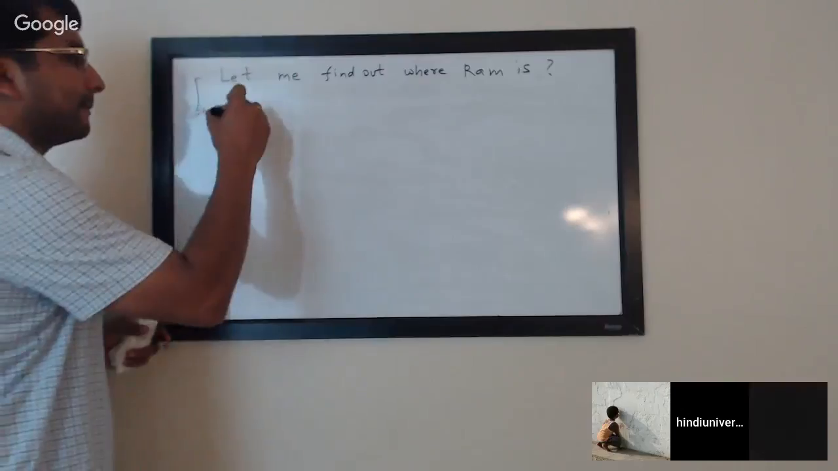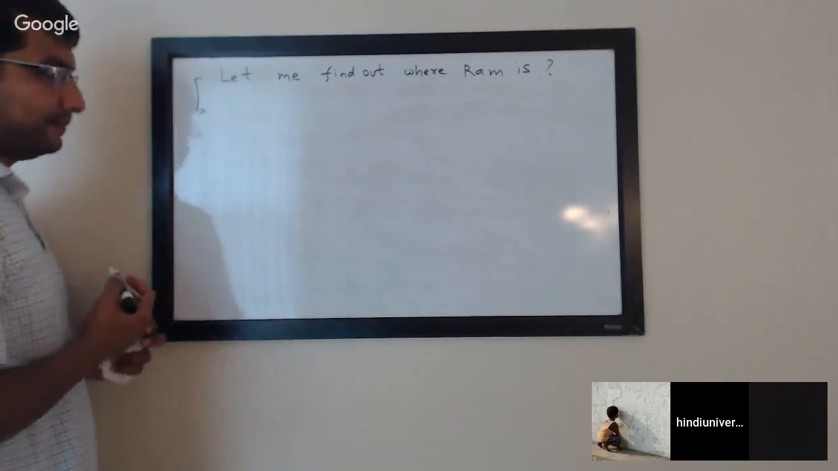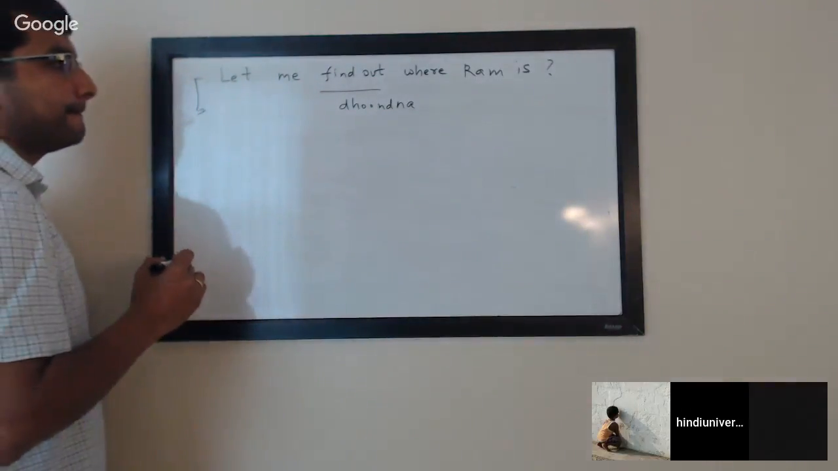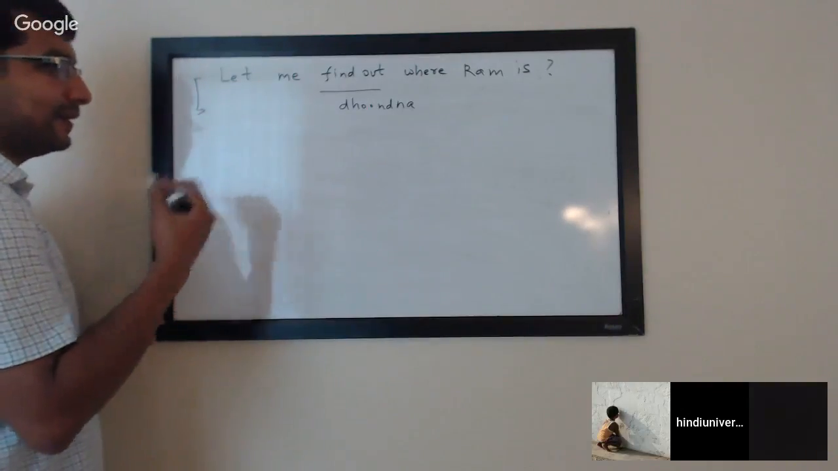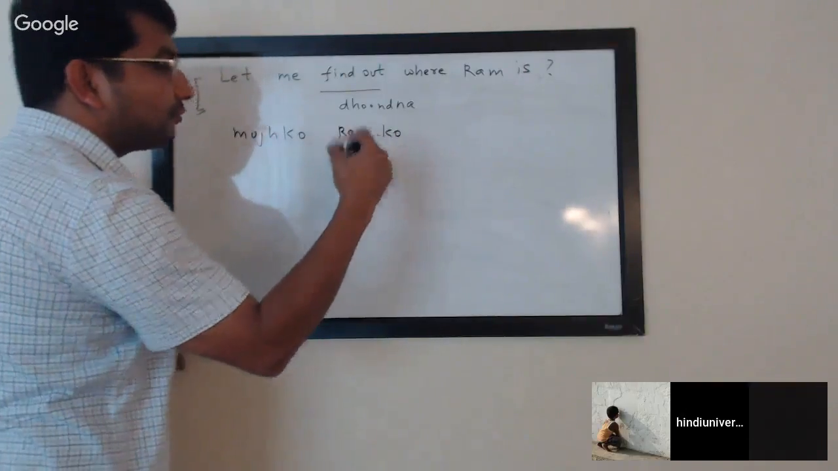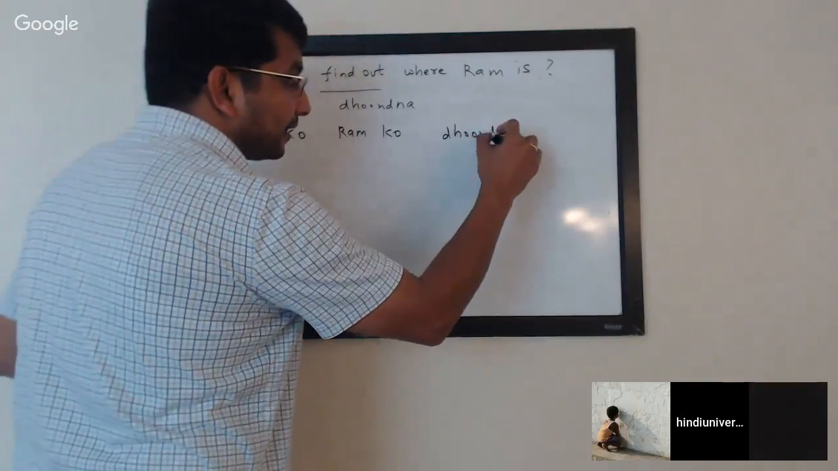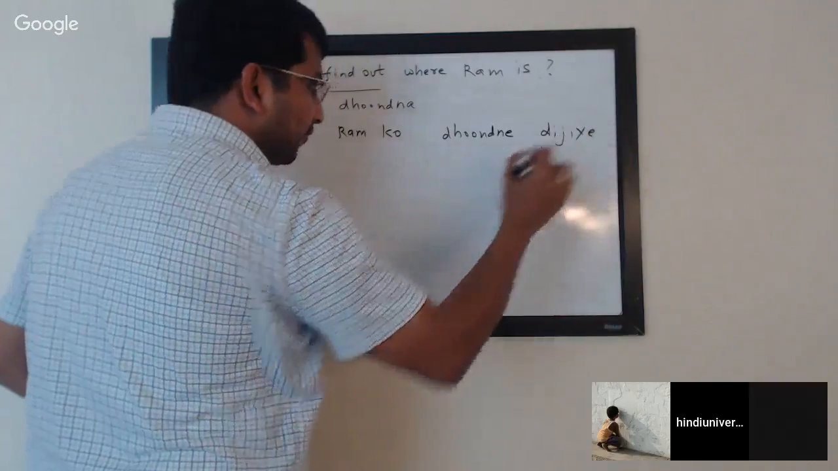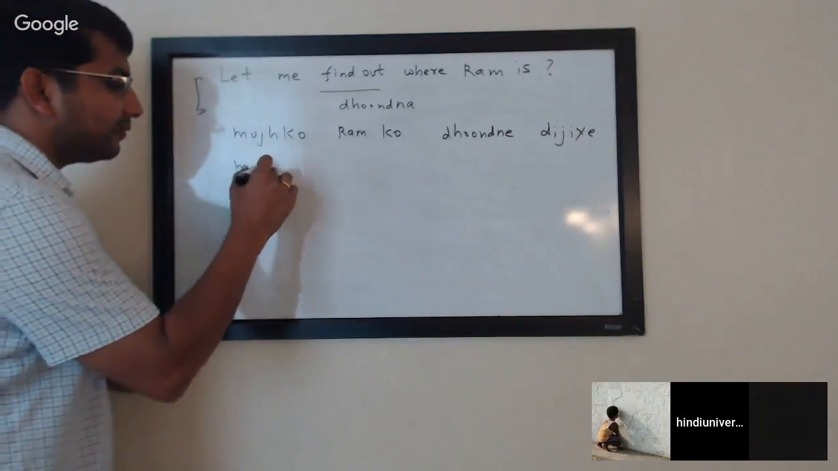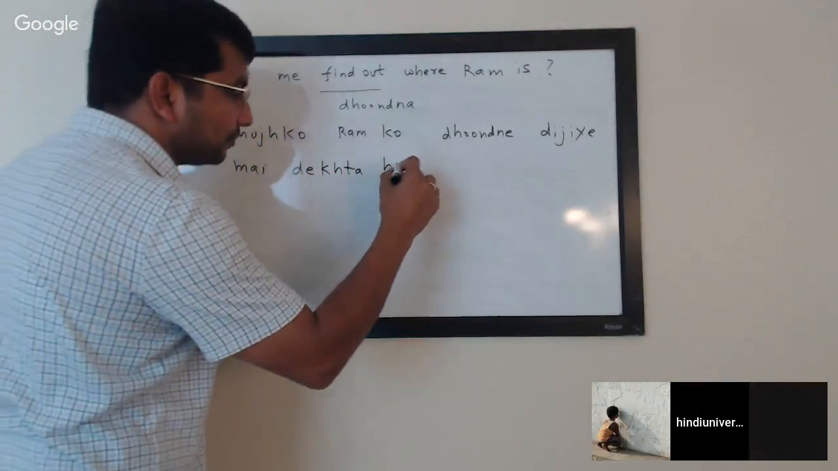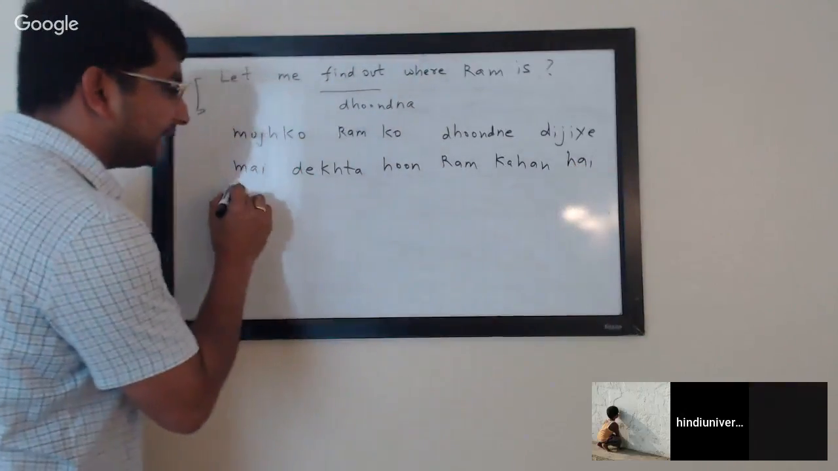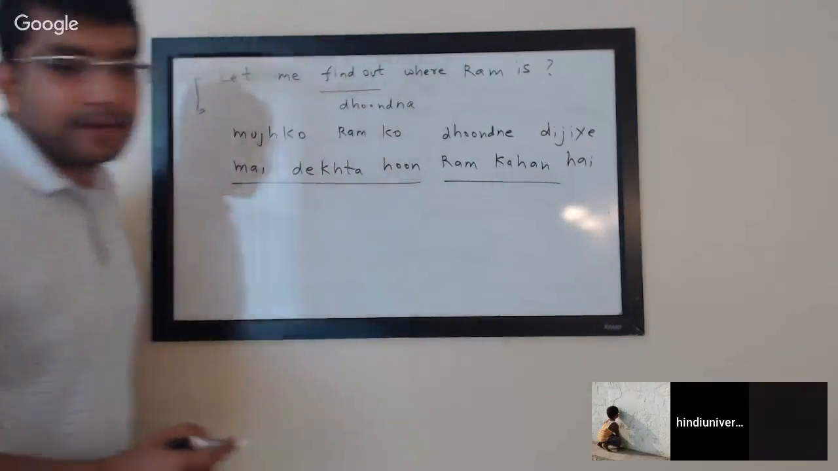मुझे राम को. To find is ढूंढना. Okay. Let me is मुझे, राम को. Let me, okay, so remember ढूंढना becomes ढूंढने. ढूंढने दीजिए, that's a little bit formal: मुझको राम को ढूंढने दीजिए. And you know, let me find out where Ram is. Another way would be मैं देखता हूँ, मैं देखता हूँ राम कहाँ है. Okay, मैं देखता हूँ would be let me see. Okay, राम कहाँ है, where Ram is.